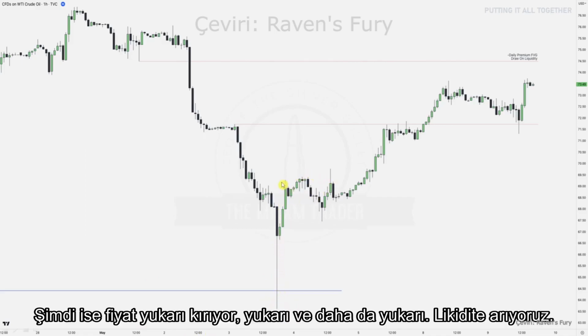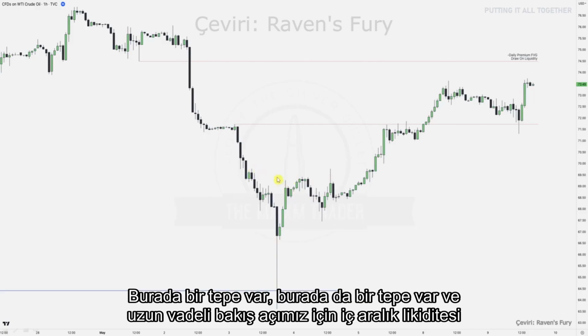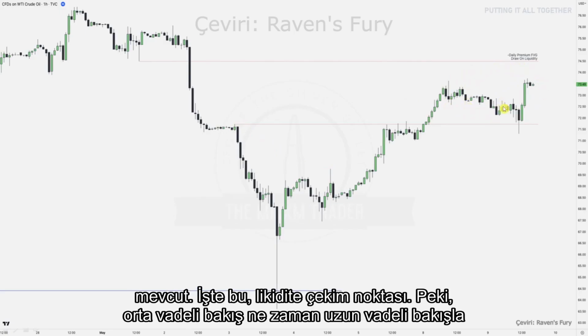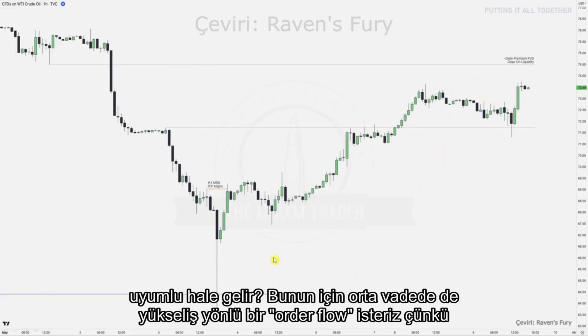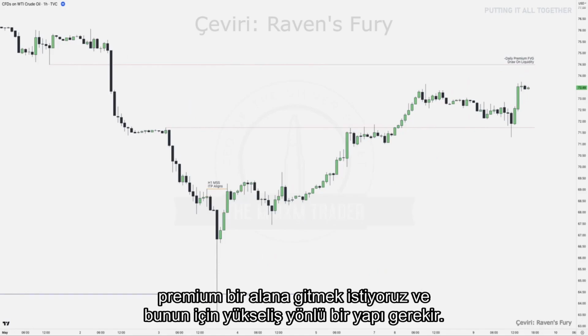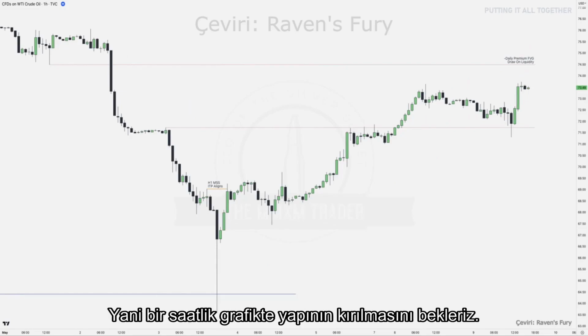We're looking for liquidity, right? We've got this high up here, we have this high up here, and then we have that internal range liquidity for our long-term perspective, right? That's the draw on liquidity. So when does the intermediate term perspective go in line with our long-term perspective, right? We want to have that one in bullish order flow as well, because we want to go into a premium array, and then for that we need a bullish order flow.